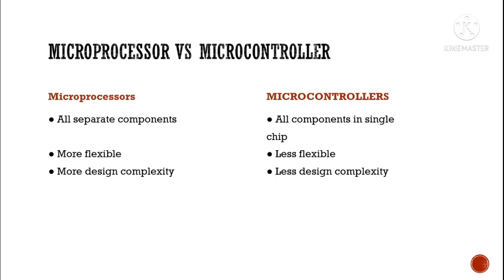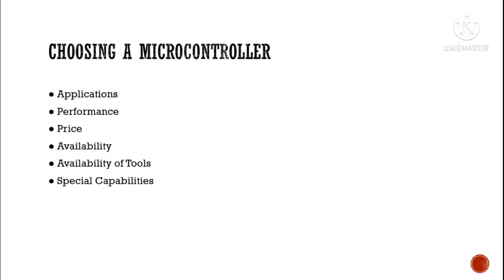The difference between microprocessor and microcontroller. A microprocessor has separate components. A microcontroller is a single chip. A microprocessor is more flexible. A microcontroller is less flexible. Microprocessors have more design complexity. Microcontrollers have less design complexity.